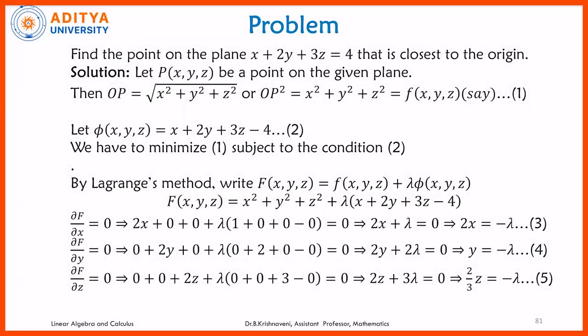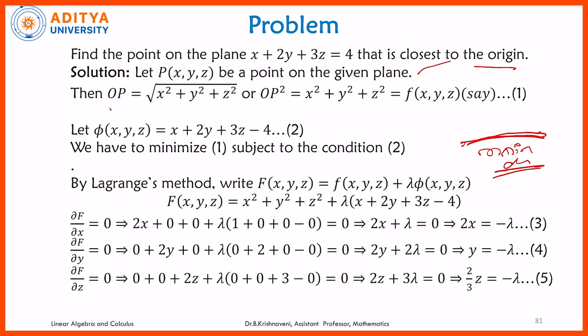So now let's have another question in the same method. Find the point on the plane x + 2y + 3z = 4 that is closest to the origin. Closest means nearer to the origin. So from the plane to the origin, we need to find the minimum distance. First, let's take P(x, y, z) as the point on the given plane.